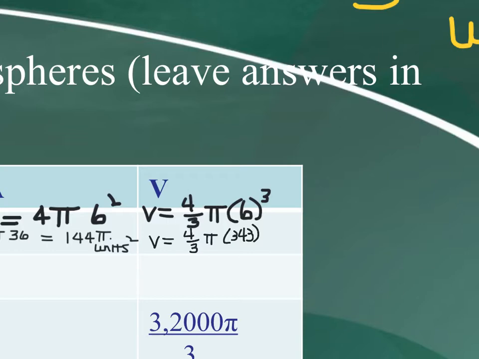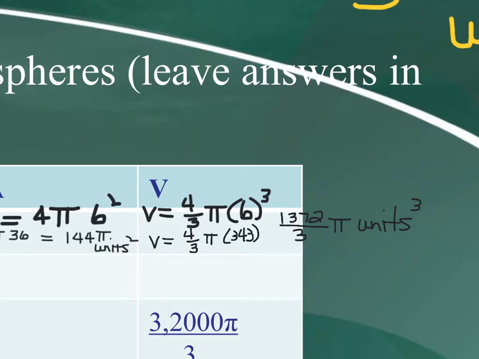So when I multiply 343 by 4, I get 1,372 over 3 pi units cubed. Can we check if that's divisible by 3 by adding it together? Okay, we can try it. So if we did that, generally if it's not going to be divisible by either of the two numbers you multiplied, it won't, but we should double check it.